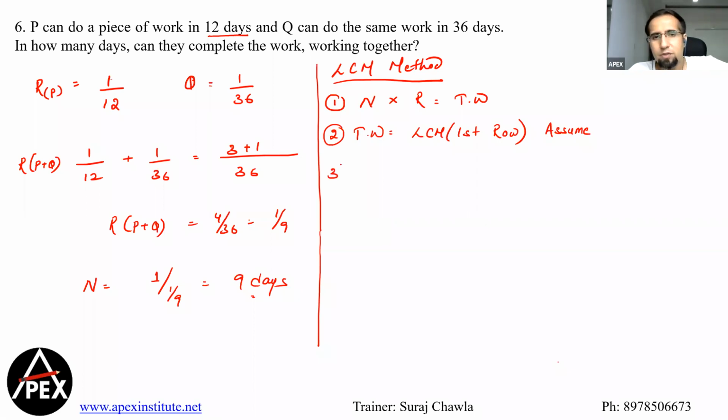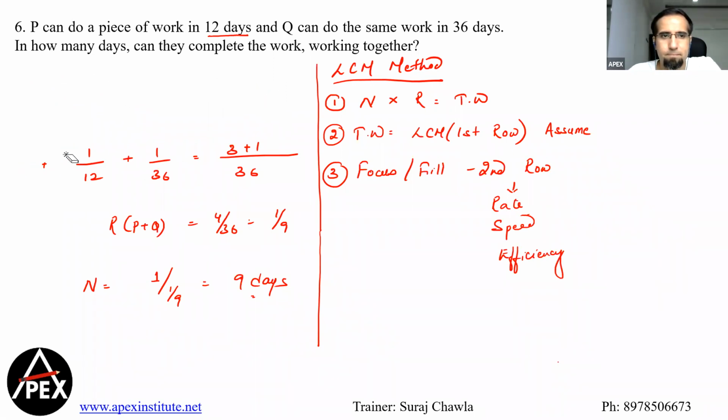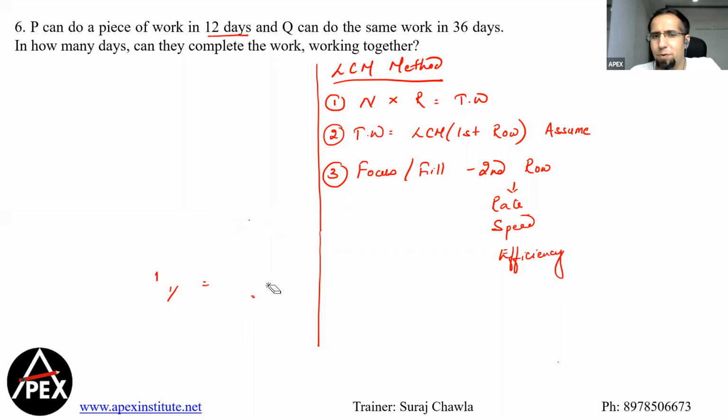Since we cannot focus on the number of days, we fill the second row. The second row belongs to the rate at which they are working, same thing, R. Rate or speed or efficiency. Quick responses, please. Are these three rules clear? Yeah, let's try to apply that, and then we'll discuss which method to follow. After the 4th question, we'll discuss which method to follow.